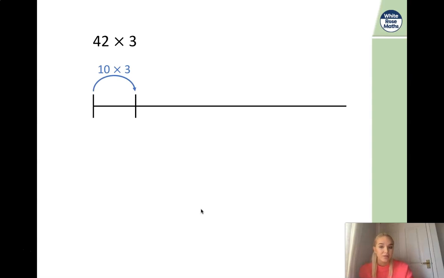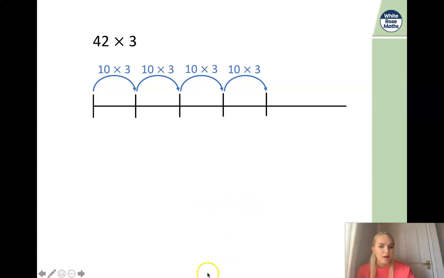And what we could do is we could do it in chunks on a number line. We could first work out 10 multiplied by 3, which is 30. We could then work out another 10 multiplied by 3, and another 10 multiplied by 3, and another 10 multiplied by 3. What have we worked out so far? What multiplied by 3? How many 10s do we have? We have 4. So we have made 4 10s, which is what?